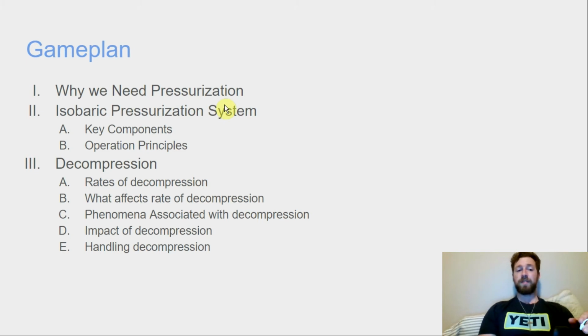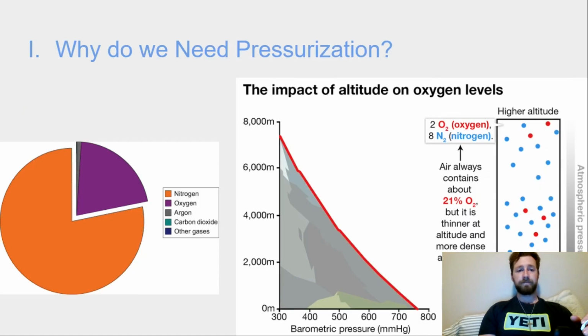Now, there are three different types of pressurization systems. Some are found on spaceships, some are found on military aircraft, but isobaric is the one that is used for aviation or general aviation, airlines or GA. So that's the one we're going to talk about. And then finally, we'll talk about decompression. And that's probably where we're going to end up spending most of our time in the talk here.